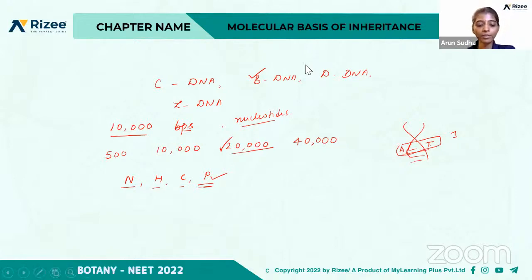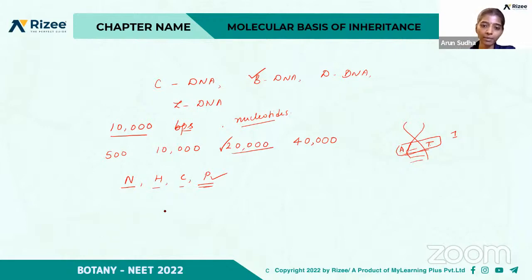Then, DNA was first discovered by Mixture, Robert Brown, Fleming, Watson, and Crick. Yes, A is the right answer, Mixture.